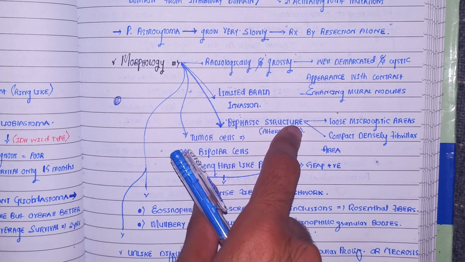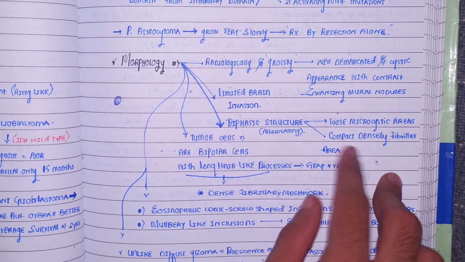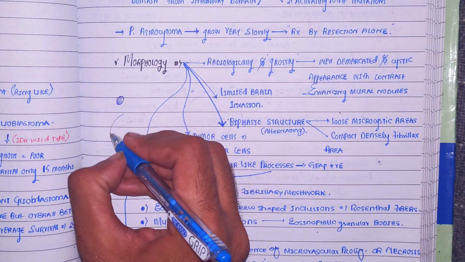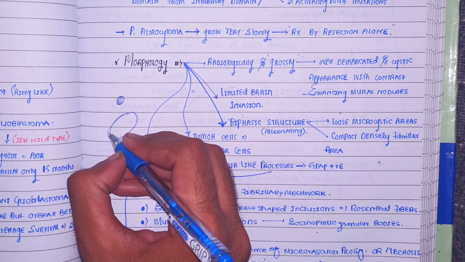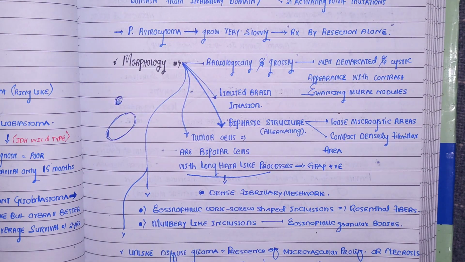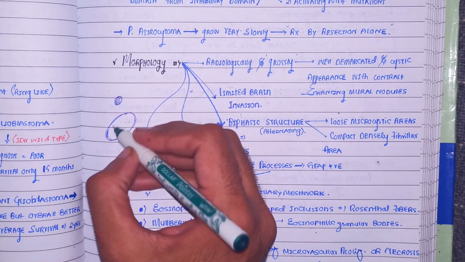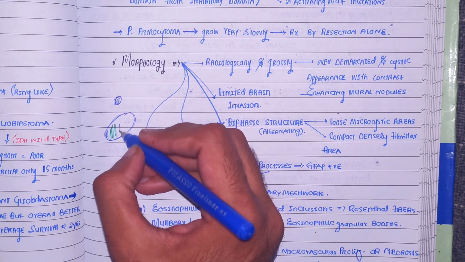Biphasic structure of the pilocytic astrocytoma means some areas of this tumor are like loose microcystic areas and some areas are compact and densely fibrillar areas. So if this is the well demarcated contrast enhancing pilocytic astrocytoma with very good looking boundaries, you will see some areas alternating with different areas. This is one area of the tumor and this is another area of the tumor, so both are alternating.